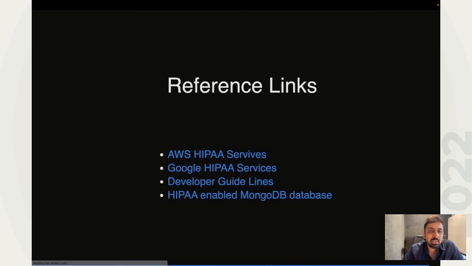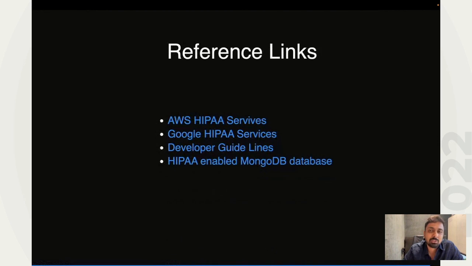Along with AWS, I have also listed a few reference links like AWS, Google. You can even look at the developer guidelines, which tell you what are the best practices when implementing HIPAA compliance. Also, I have shared a link which helps you integrate MongoDB with your application, and how you can make MongoDB HIPAA compliant, right?